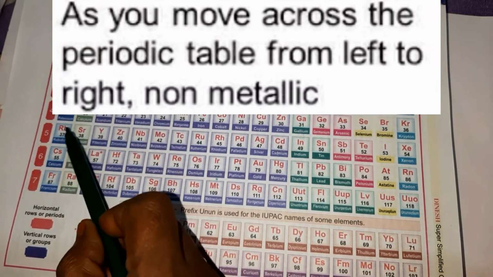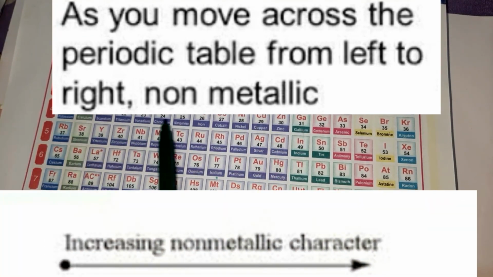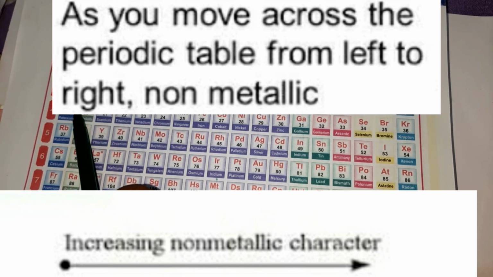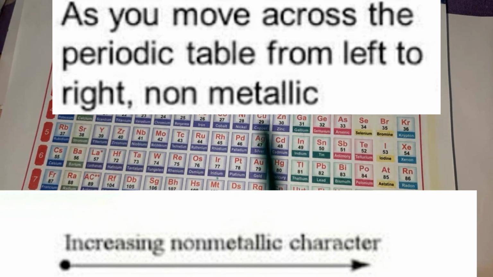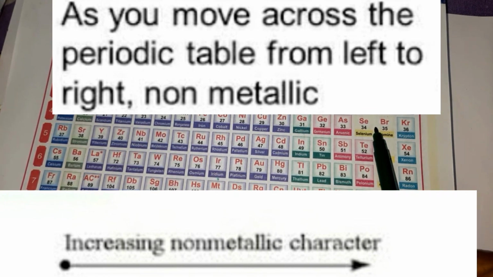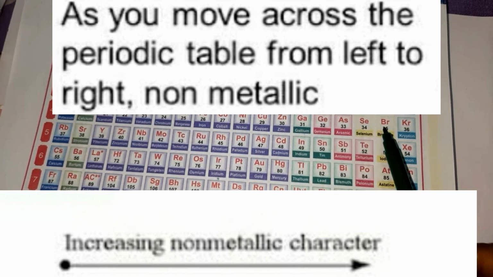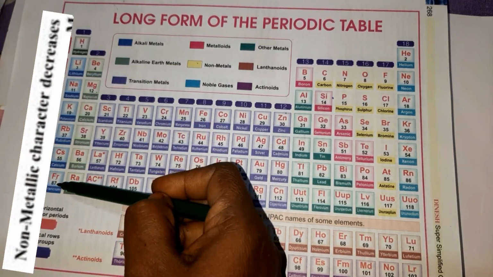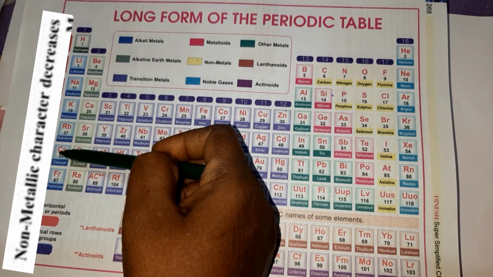What happens to the non-metallic character when you move across the period from left to right? The non-metallic character increases, because as you move from left to right, the non-metals have the tendency of gaining electrons. The more they gain electrons, the more the non-metallic character increases. When you come down the group, the non-metallic character decreases.